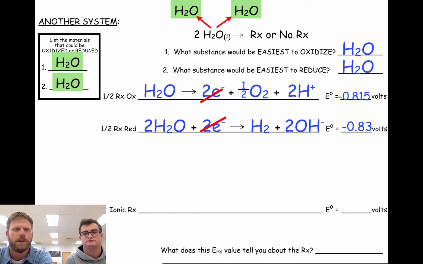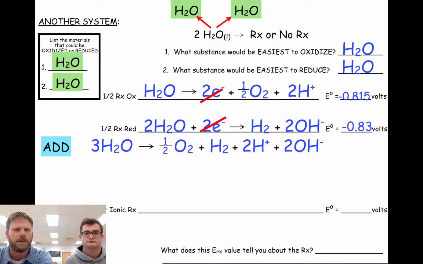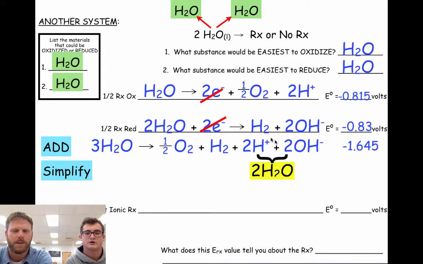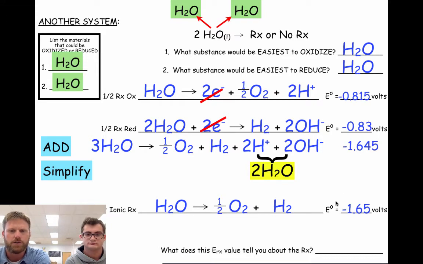Very good. When you add these together, you're going to get 3 waters plus a half oxygen plus H2 plus two H pluses and two OH minuses. So this can also be simplified. How can we simplify this? Well, hydronium and hydroxide will just always spontaneously form water. All right, so that means we have two water molecules over here. So then what will happen to the waters here and here? Oop. They cancel out. Okay, so then these waters are going to cancel. We're left with one H2O, half O2, and H2 gas, and it's a negative voltage.